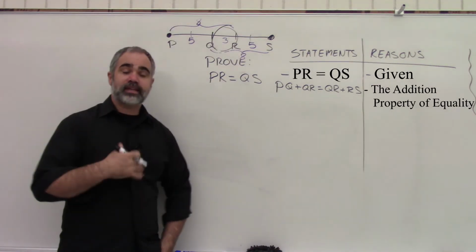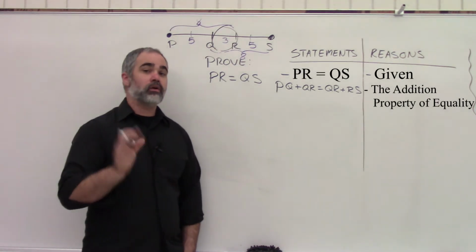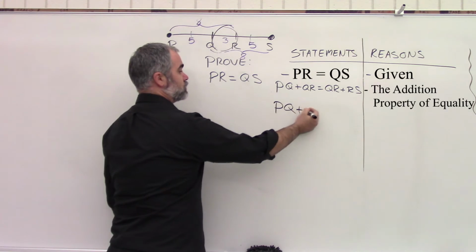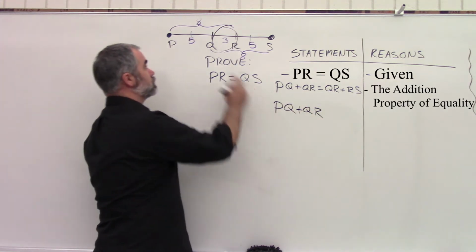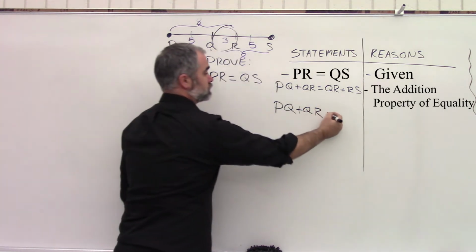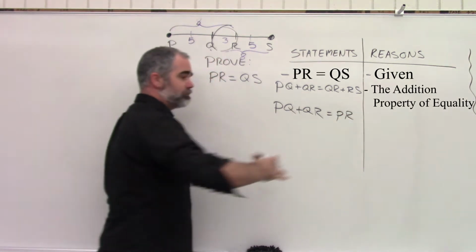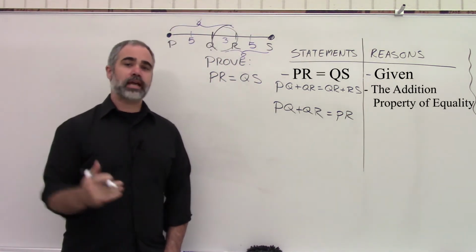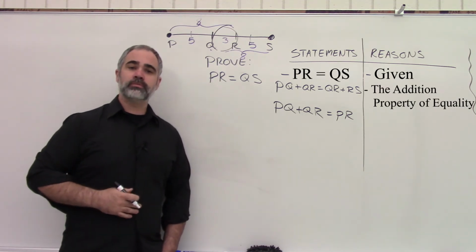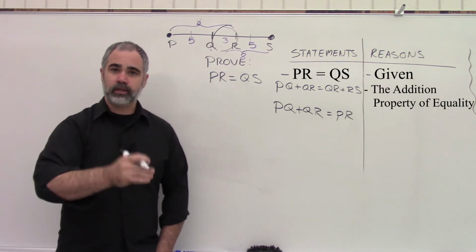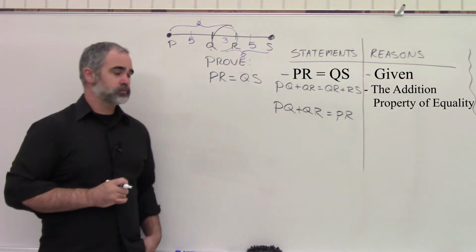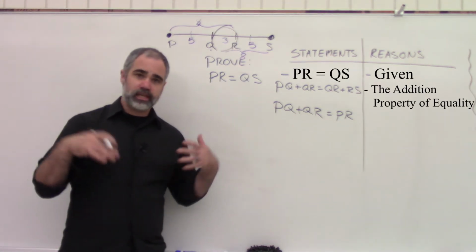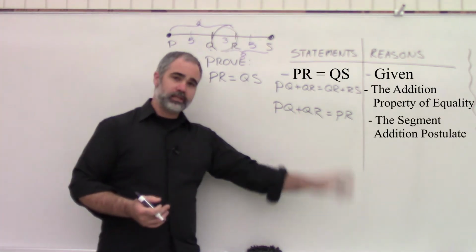Now that we have the segment addition postulate, now I can say that PQ plus QR equals PR. Again, it seems so obvious, but we need to have good directions. We need to know exactly where we're going. Don't just assume that people can figure out where you're going. You need to be specific. So there's that, and my justification again is what I just gave you, the segment addition postulate.